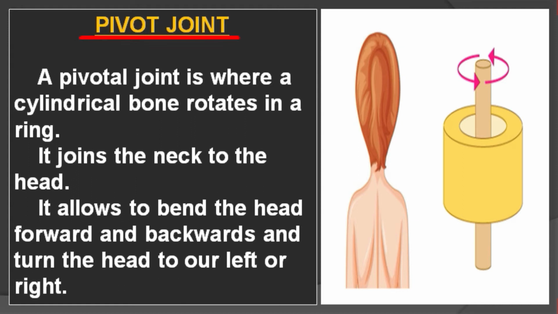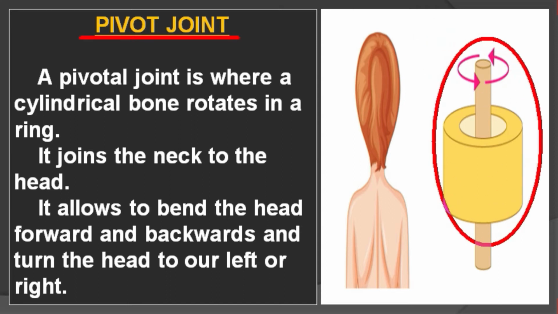Students, pivot joints are joints that permit rotatory movement of bones, means around a single axis, as you can see here, this kind of movement. And in this kind of joint, two bones are connected together, and a cylinder shaped bone rotates inside another bone and a ligament that forms a ring around the joint.